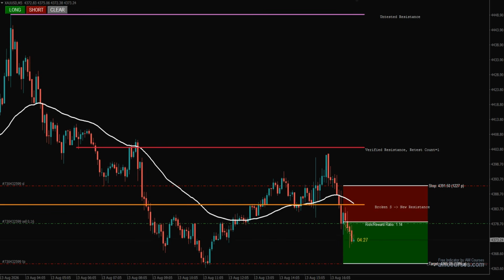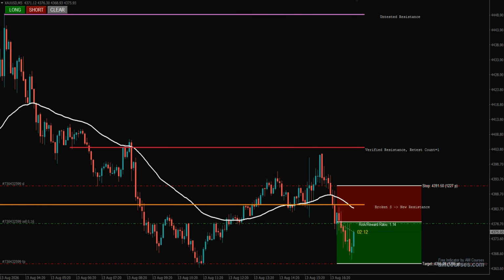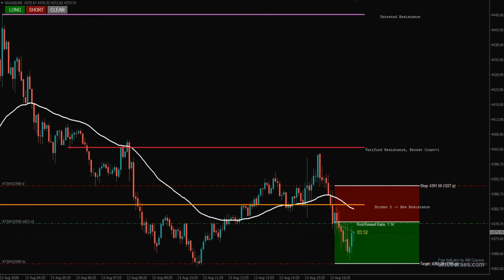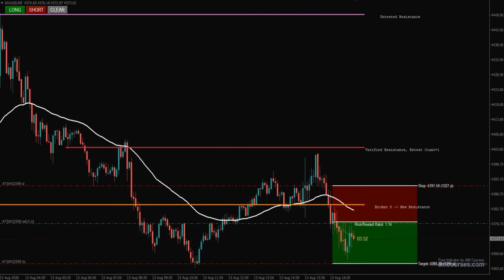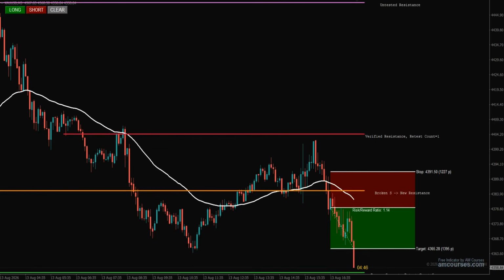Now the boring part. Order is in, stop is set, target is set. I am not touching either one. Price steps down straight away. No fight, no climb back to test me, and watch the level. My indicator flips it again. Broken support, new resistance. Same line, opposite job. Price failing to reclaim it tells me the pullback is done. Target hit. Under an hour.